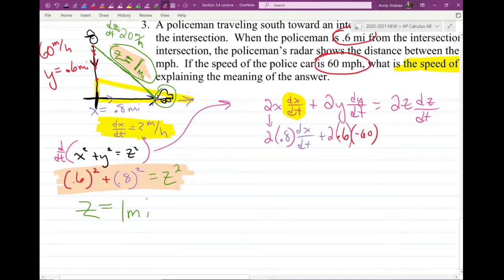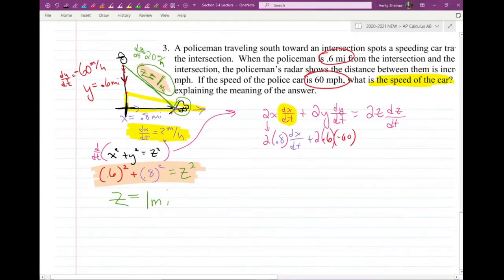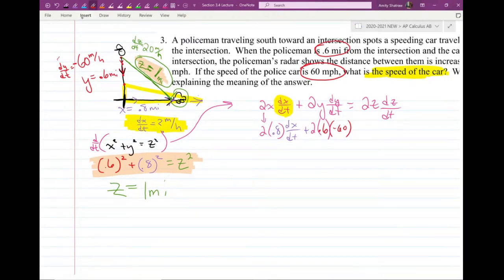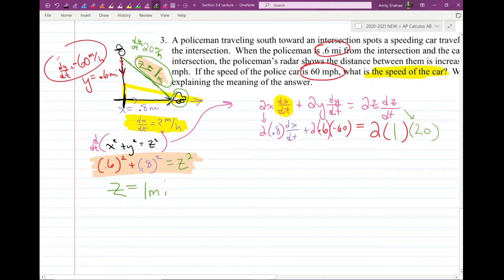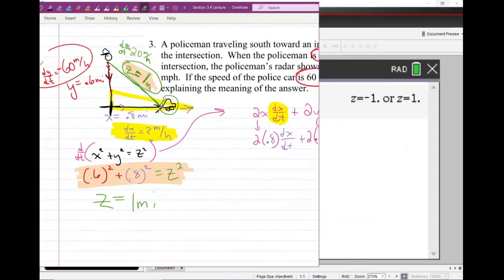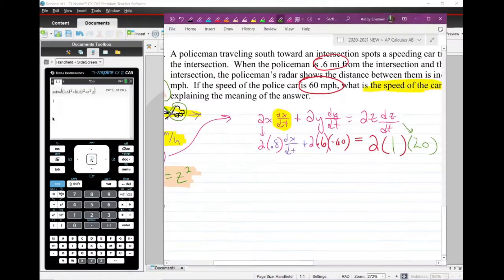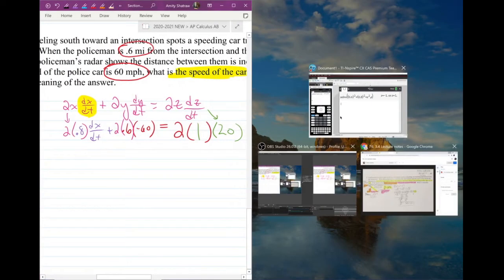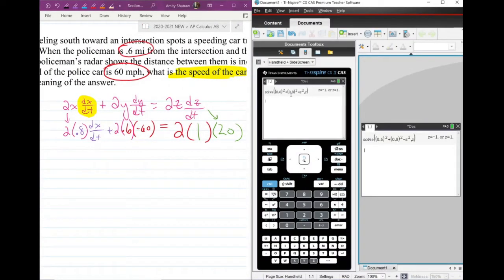And dy/dt I know is negative 60, and you can see it hanging out off the side there. That's my negative 60. And this equals 2z, where z was just 1, and dz/dt was 20. Again, I don't feel like doing this work by hand. I am just trying to understand the question and get the question correct. So I'm going to put this into my solver, okay?